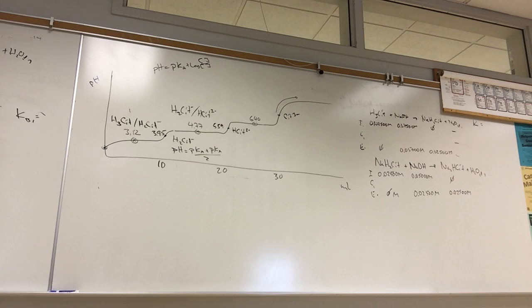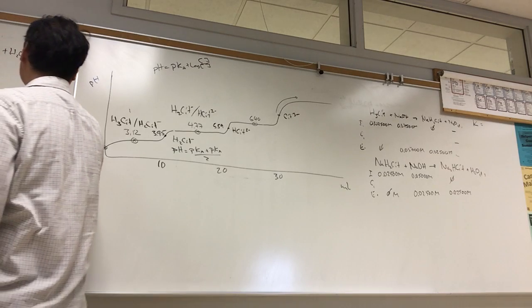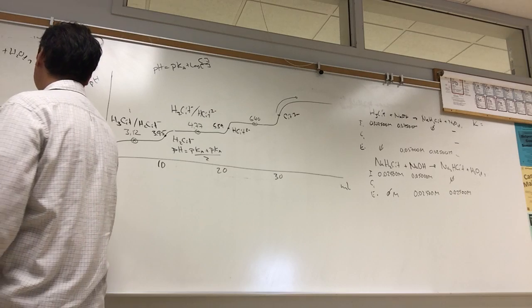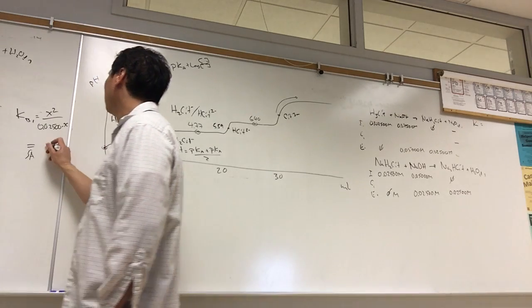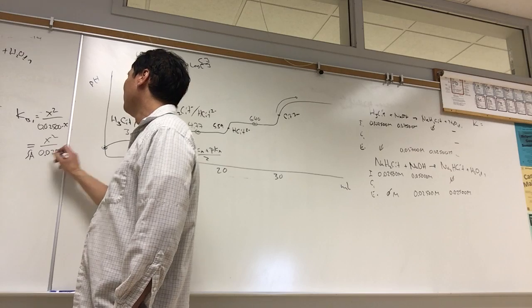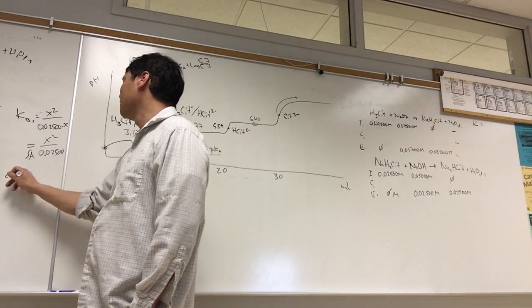Water's out. This is 0, this is 0. So at equilibrium we have 0.02500 minus x, and x. So KB1 is going to equal x squared over 0.02500 minus x. We use the simplifying assumption here. We'll just get x squared over 0.02500, which means that x is equal to what?